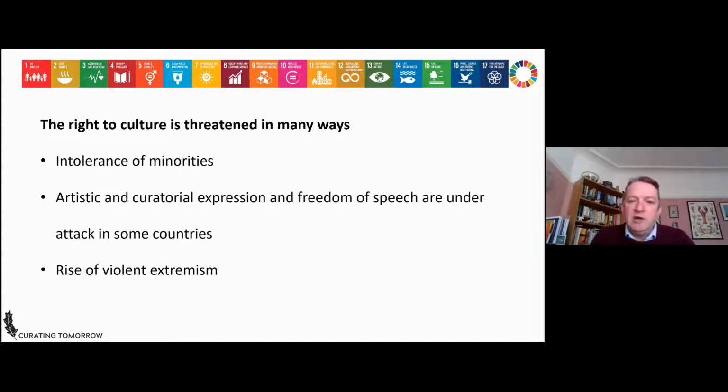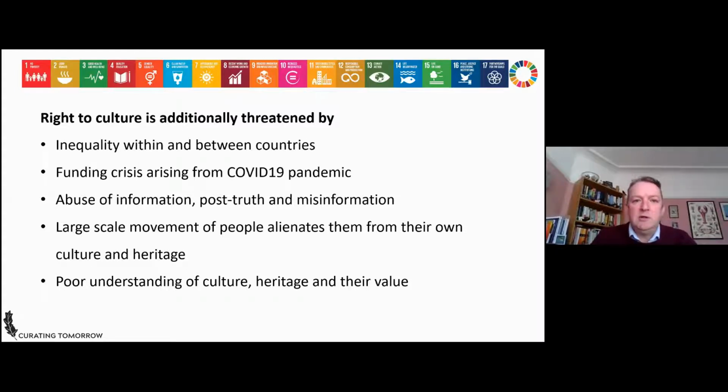So we see the right to culture threatened by intolerance of minorities. We see that all over the place. Artistic and curatorial expression and freedom of speech under attack in some countries, not perhaps in all countries. And also the rise of violent extremism. And we can see violent extremism not just on a very large scale, but in the day-to-day intolerance, the kind of roughening of debate that there is, partly through social media and so on, fake news and these kinds of things.